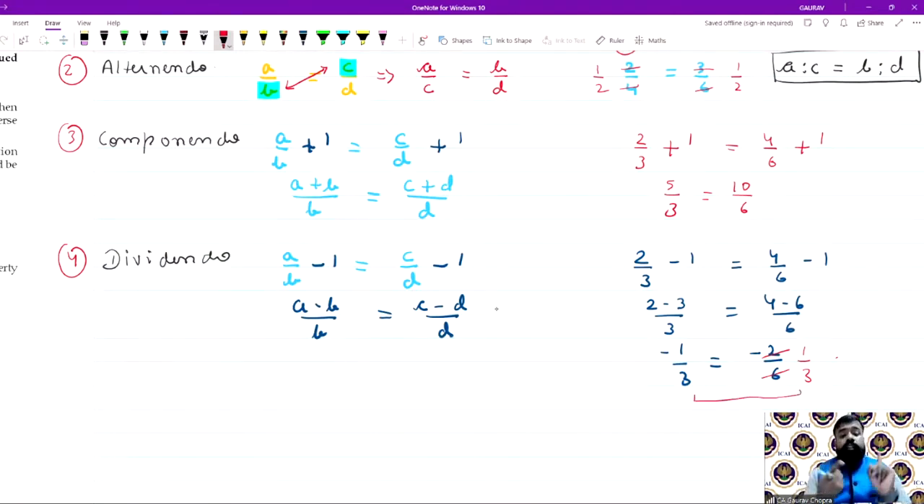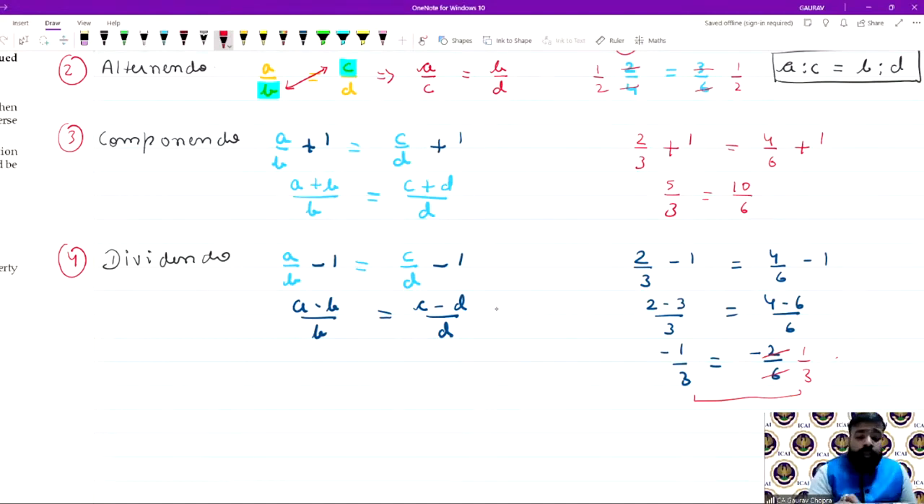So if we subtract one from both the sides, we will again get the same ratio. So they will be in proportion. So this property is known as dividendo. Okay. So for componendo and dividendo, we have to simply add one and subtract one.